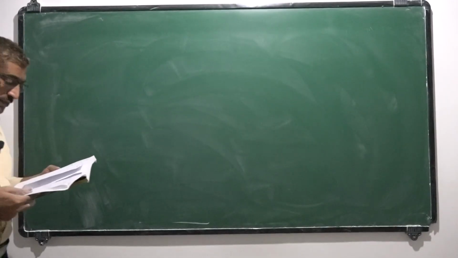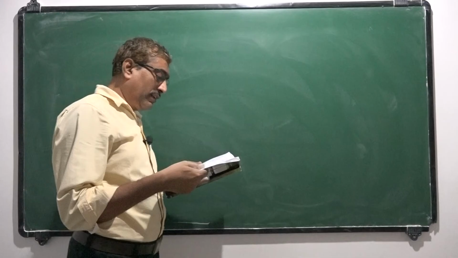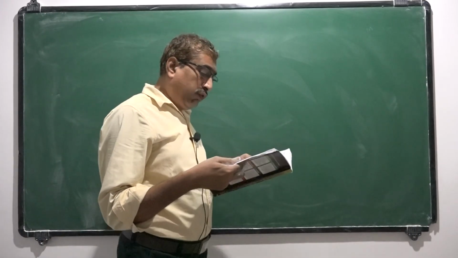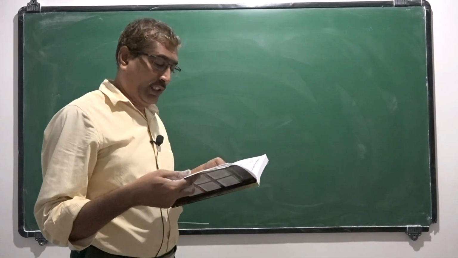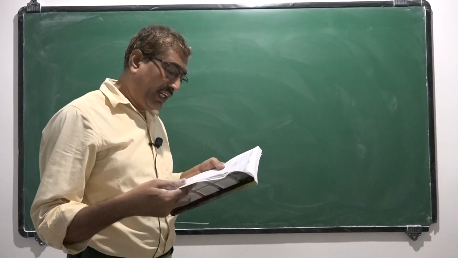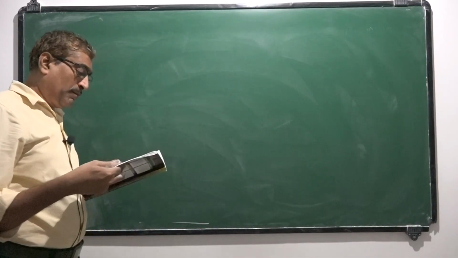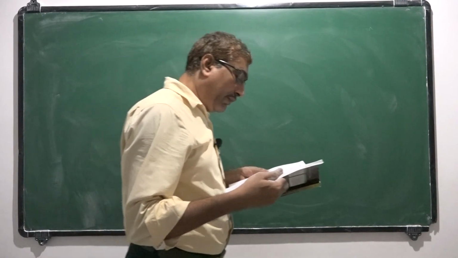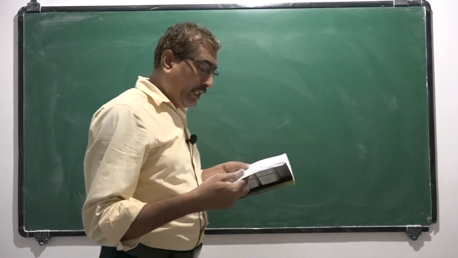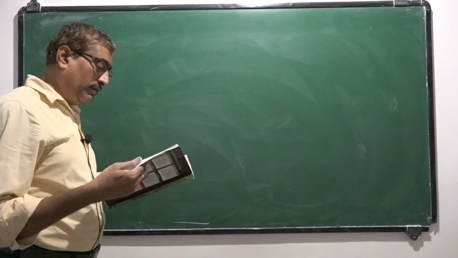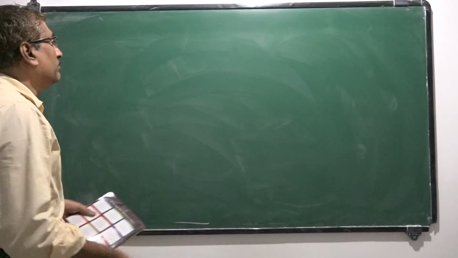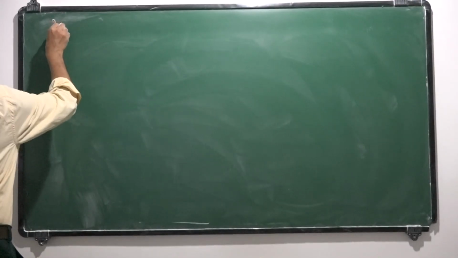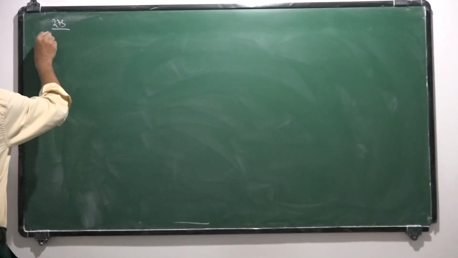Now the next one. A block of wood floats in water with 4/5 of its volume submerged. In an oil, it floats with 9/10 volume submerged. Then the ratio of density of oil and water is. Okay. So a block of wood floats in water with 4/5 of its volume submerged, and in oil it floats with 9/10 of volume submerged. So the ratio. That means, the same.